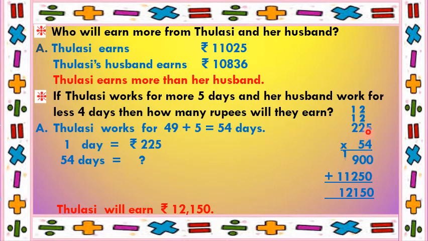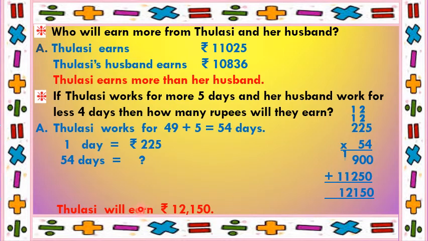5 5s are 25, put 5 down, 2 carry. 5 2s are 10, plus 2 is 12, put 2 down, carry 1. 5 2s are 10, plus 1 is 11. Now we will add both of these numbers. 0 plus 0 is 0, 0 plus 5 is 5, 9 plus 2 is 11. Put 1 down, carry 1, 1 plus 1 is 2, and then copy this 1 down.